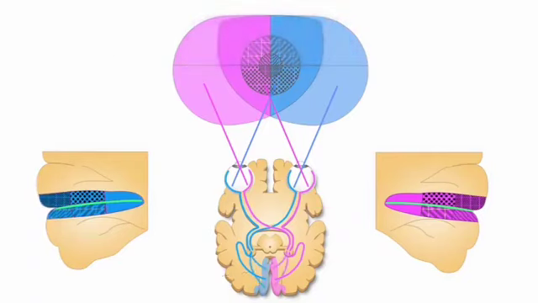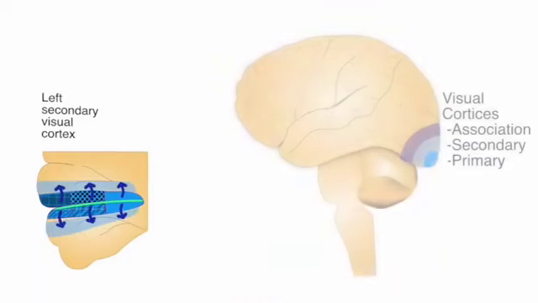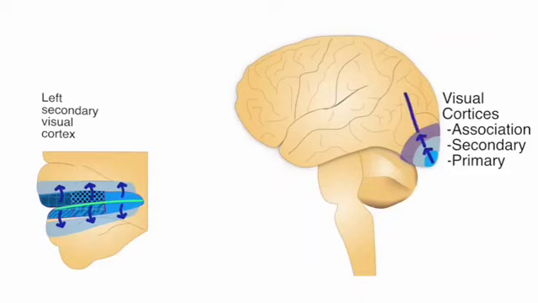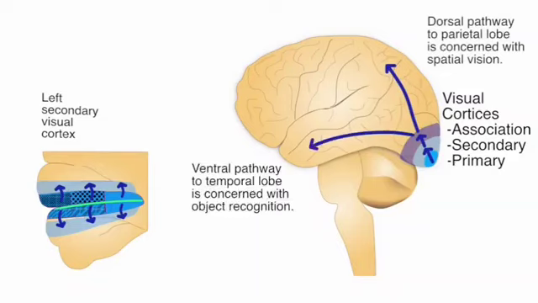The primary visual cortex projects to the secondary visual cortex. Here, information is processed and projected to the association visual cortex. Impulses then travel to the parietal lobe via the dorsal pathway or to the temporal lobe via the ventral pathway. The dorsal pathway is concerned with spatial vision. The ventral pathway is concerned with object recognition.